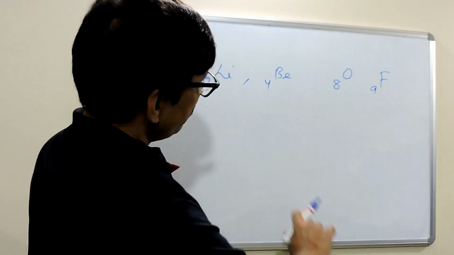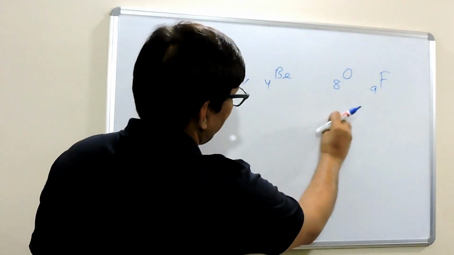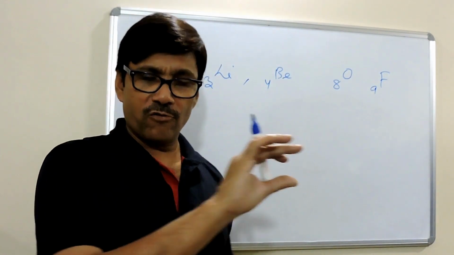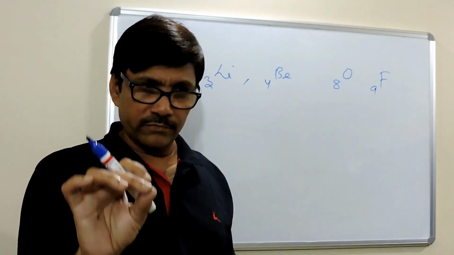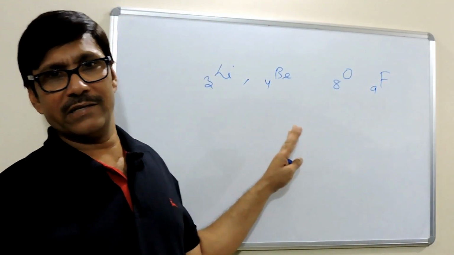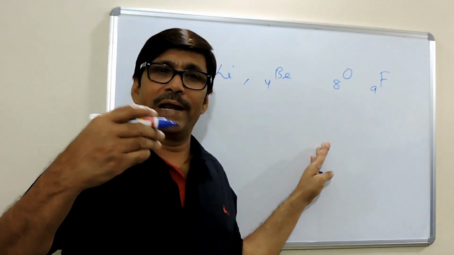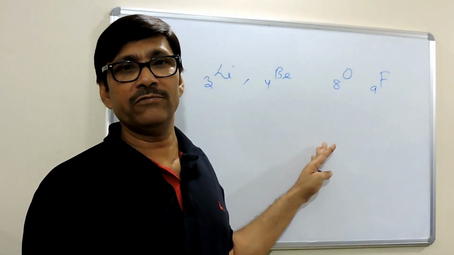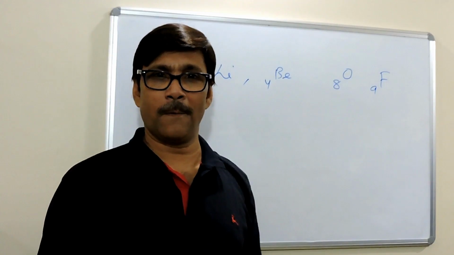Or maybe that you will be given 3, 4 elements either from the same group or from the same period, but not in the same order as they are present in the periodic table, and you are asked to arrange them in increasing or decreasing order of ionization potential.